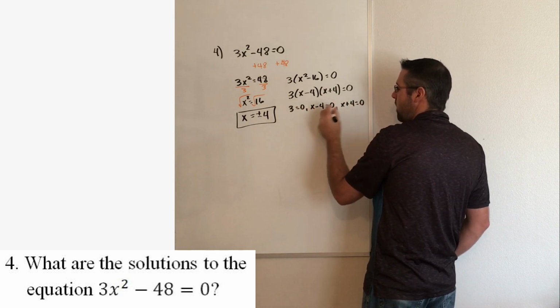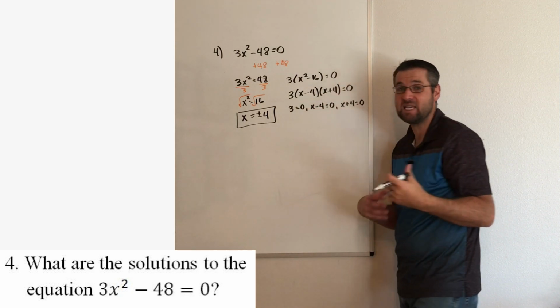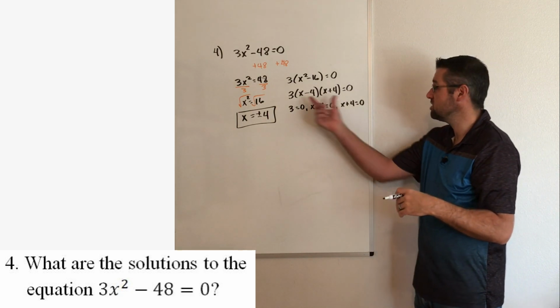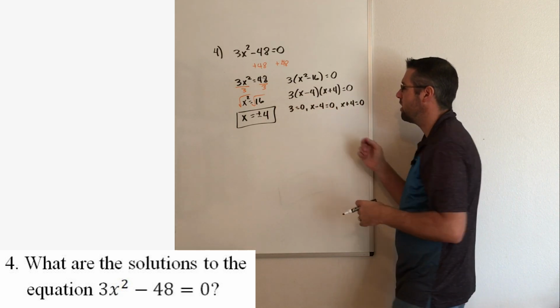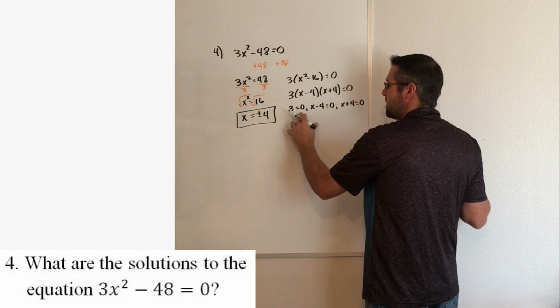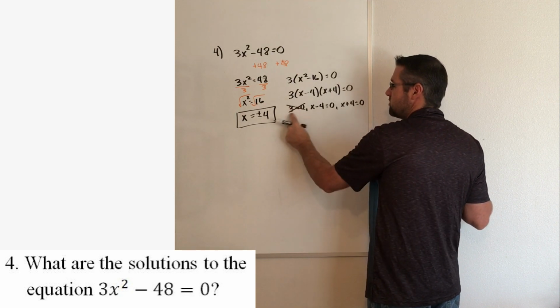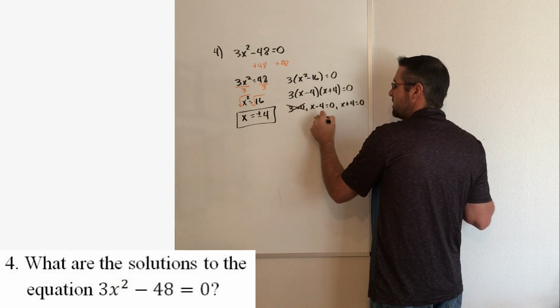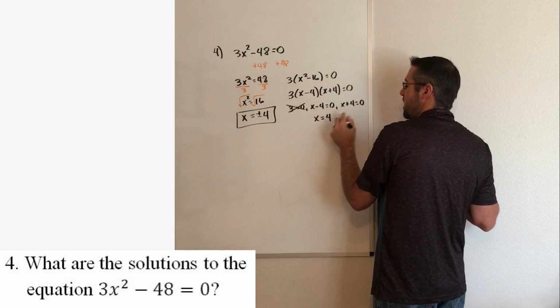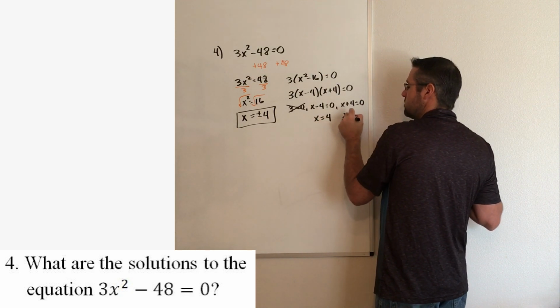Well, I know you're probably thinking, why would you even put 3 equals 0? Because that is a term that could equal 0 for this equation to be true. Now, obviously, this isn't true. 3 cannot equal 0, so there is no solution that comes from that. We would add 4 to both sides here, so we get x equals 4. And we subtract 4 from both sides there, so we get x equals negative 4.